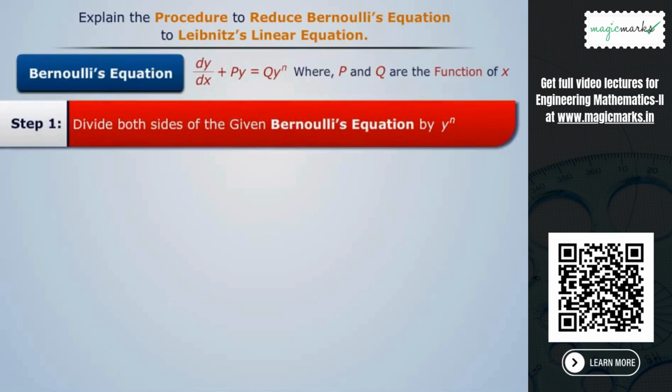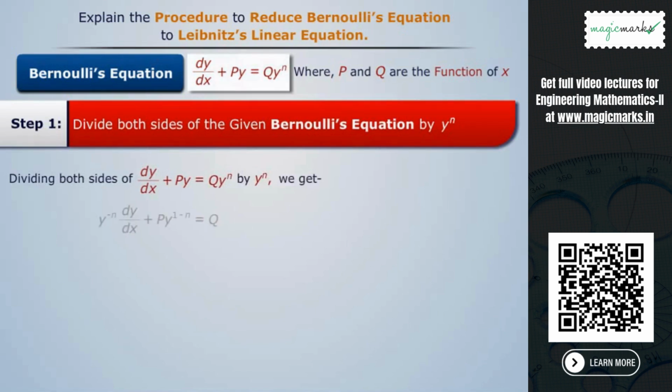In the first step, we divide both the sides of the given Bernoulli's equation by y to the power n. So dividing both sides of this given equation by y to the power n, we get.